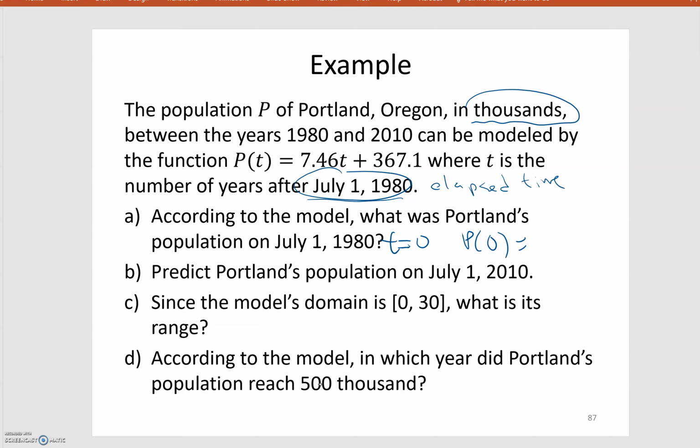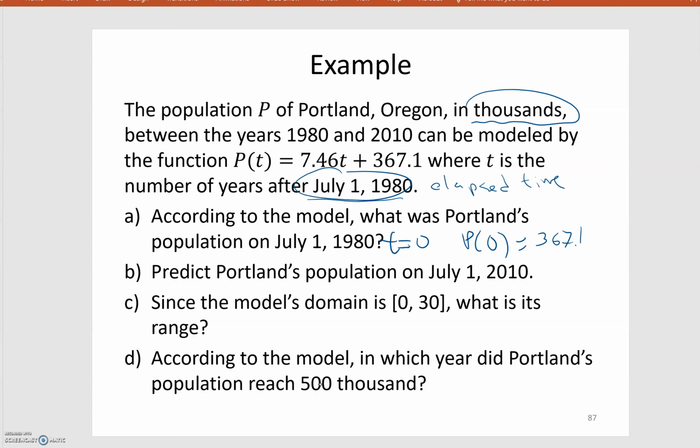Now, you plug 0 into this equation up here, and this term will be multiplied by 0 and therefore will disappear, and so we're just going to be left with that value, 367.1. Now keep in mind that's 367.1 thousand, so that's 367,100 people.